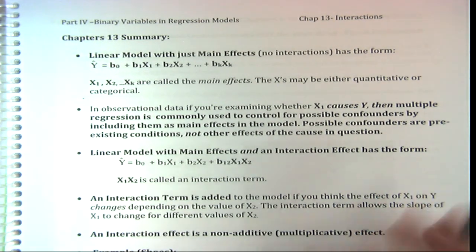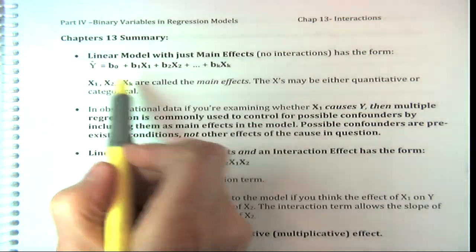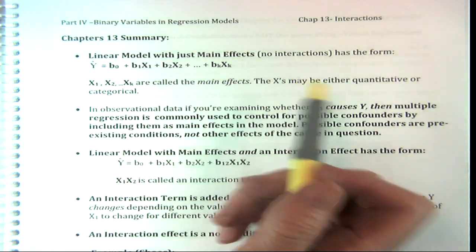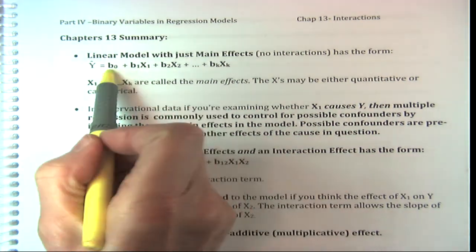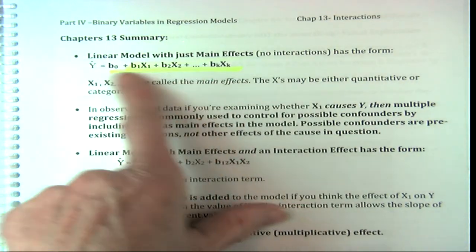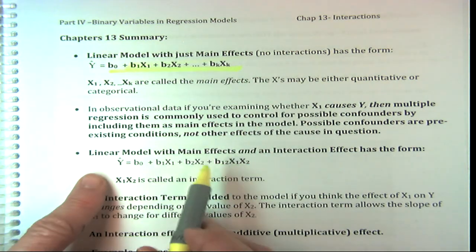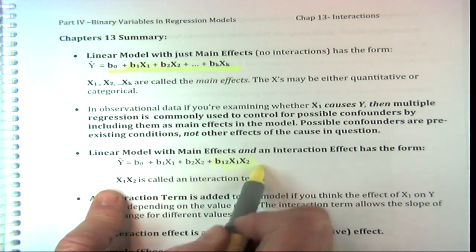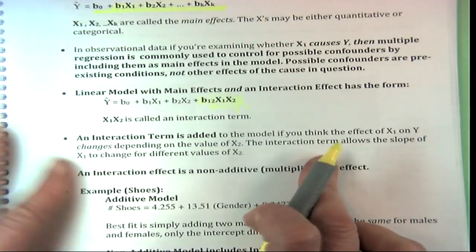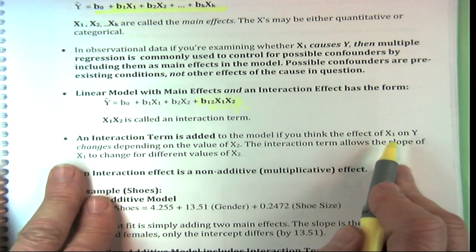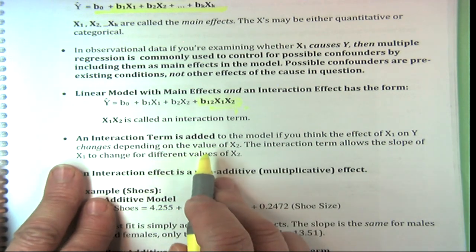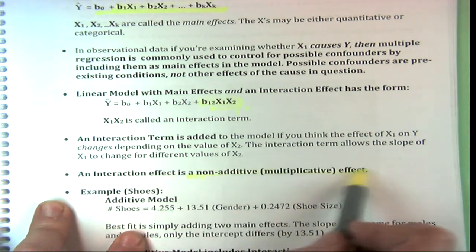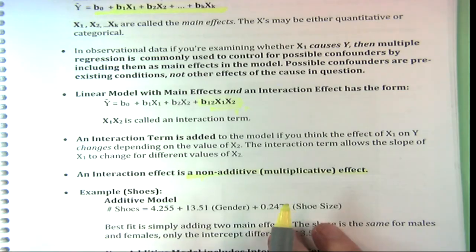Similar to your homework. So here, this is the linear model with just the main effects. They're called the main effects. See, there are no multiplicative terms here. This is for k predictor variables. And if you have interaction effects, then you have this multiplicative effect. That's the interaction term. And it's added if you think the effect of x1 on y changes depending on the value of x2. It's a multiplicative effect.